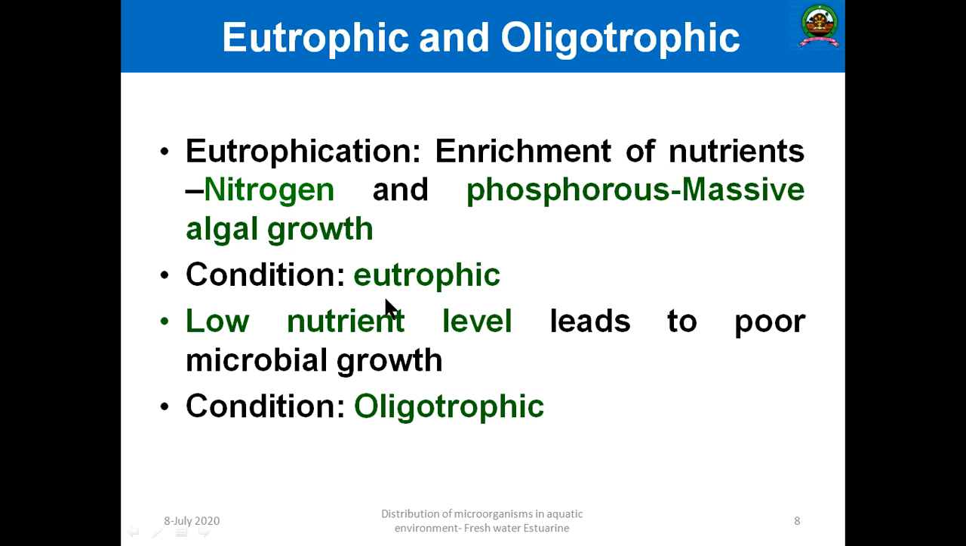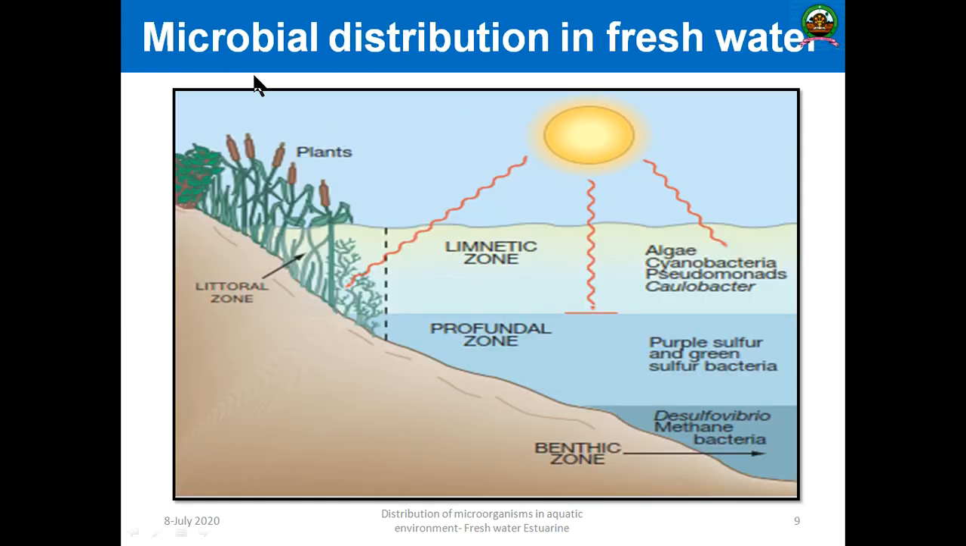But in the reverse case, sometimes a lower nutrient concentration leads to poor microbial growth in the aquatic ecosystem. That property is known as oligotrophism, and the condition is known as the oligotrophic condition. So the oligotrophic condition is the condition that has a low nutrient level in the aquatic ecosystem, which leads to poor growth of microorganisms. And this is the microbial distribution in the aquatic ecosystem.